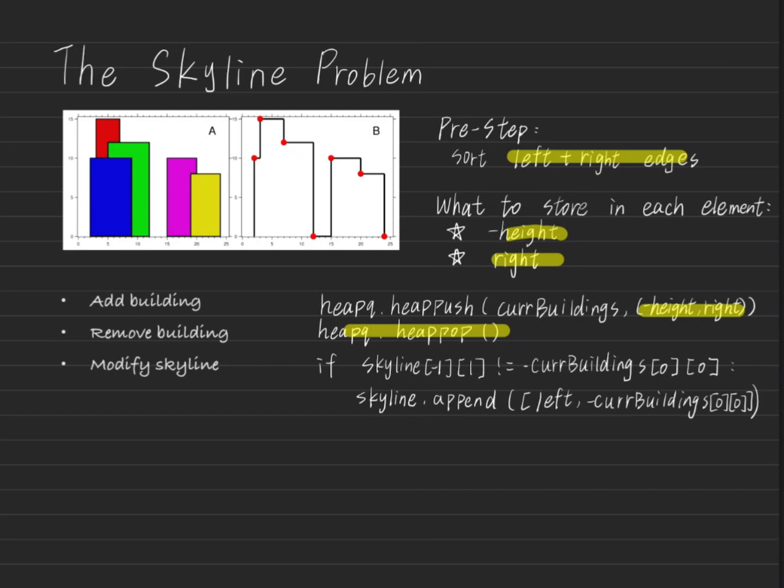But how do we know it's an expired building? That's when we need to check the right index. If the current element's right index is greater than the top heap element's right index, that means the top heap element is an expired building, so that's when we pop it. And lastly, to modify the skyline result, when we see a different height than the last tracked height, then we append to the skyline list.